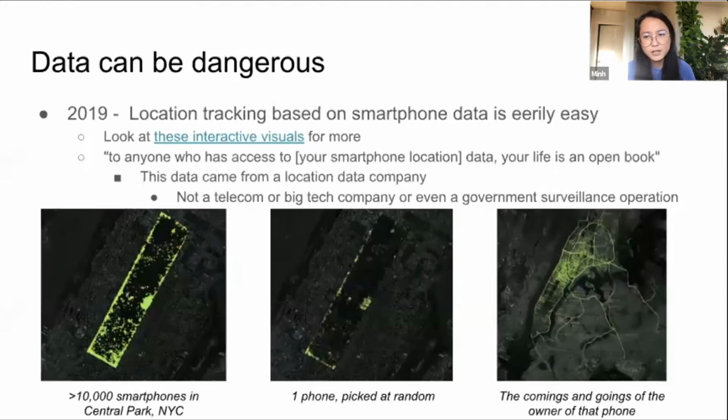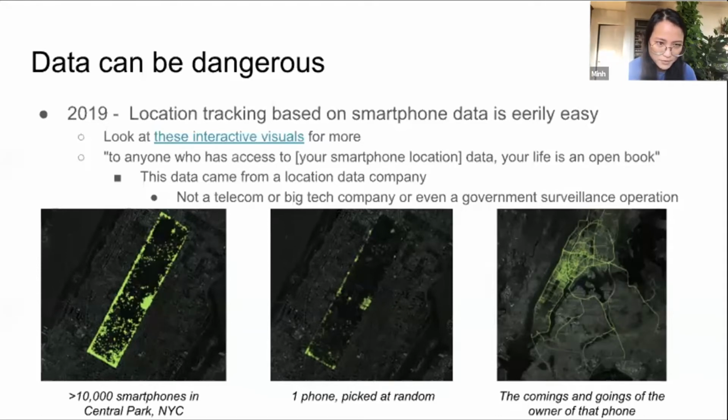Even when there is no data breach, data collection can be a violation of your personal privacy. In 2019, the New York Times released an article explaining just how easy it is to collect your location data if you have a smartphone. They got a bunch of location data from a random data company. This wasn't a telecom or a giant tech company. It wasn't a government surveillance operation, just a normal data company. One of dozens quietly collecting very precise movements using software slipped into your mobile phone apps.